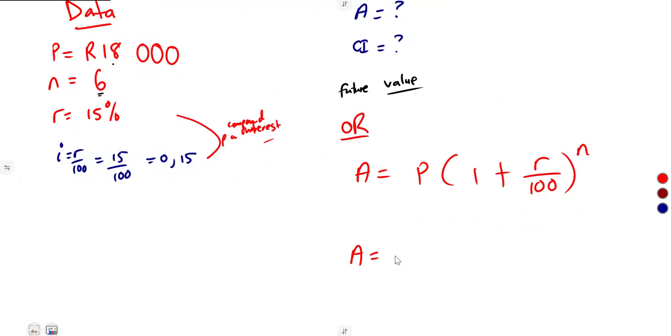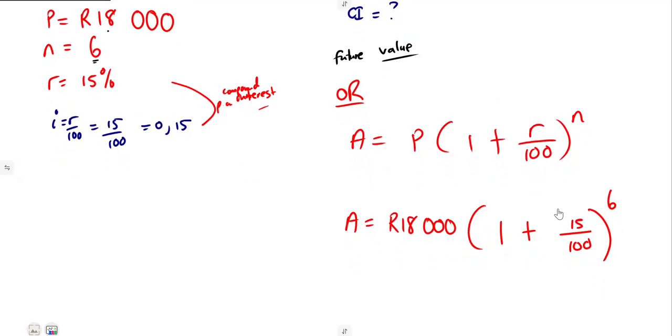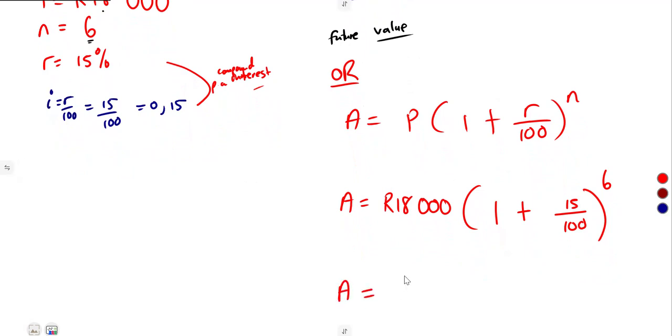So you're going to take 18,000. All right. Open bracket 1 plus our R there is what? 15% as a percentage. So it's 15 over 100 to the exponent of what? Of 6. Our n is 6. So this is going to give us exactly the same answer as before, and that was going to be 41,635.09. So this is what you're going to have as the accumulated amount for the period of what?